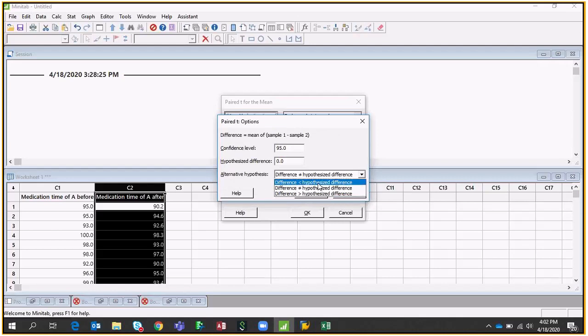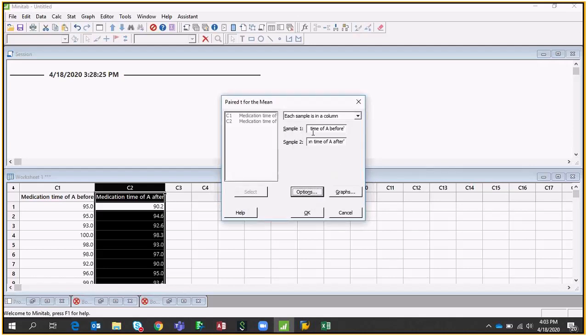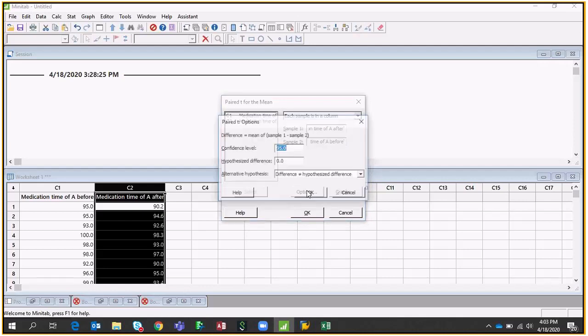So now, if I am taking a difference, by default you can see the difference is sample 1 minus sample 2. So you have to be a little bit careful here. Now here you have sample 1. If you put A before as sample 1, then sometimes you will be confused. So better you just delete this and select the sample after in your first column and the sample before in your second column, and then go to Options.